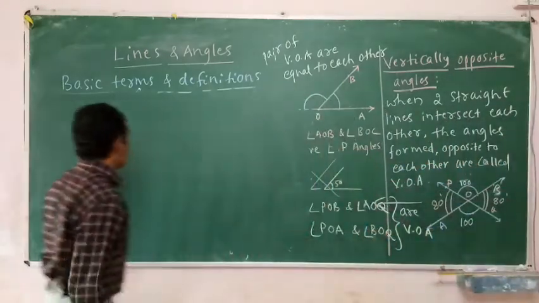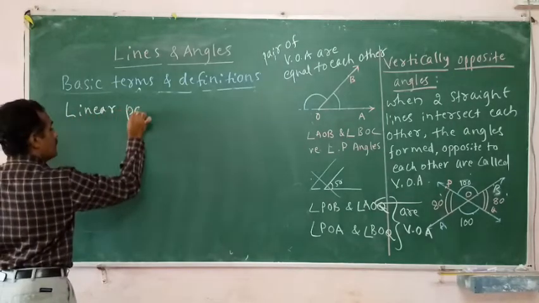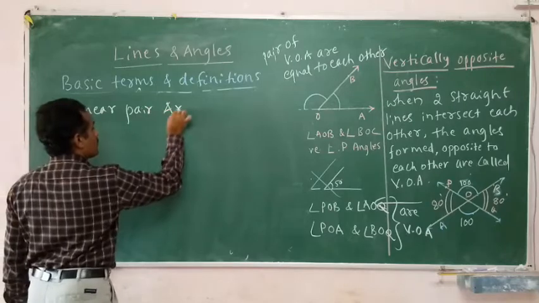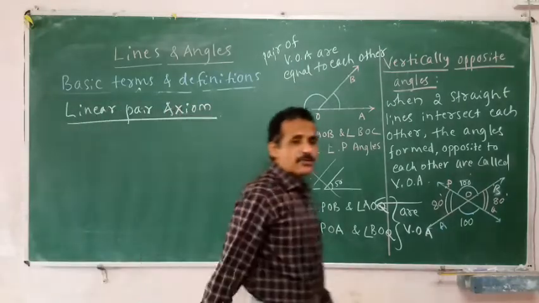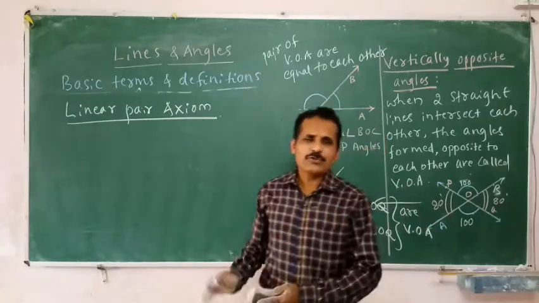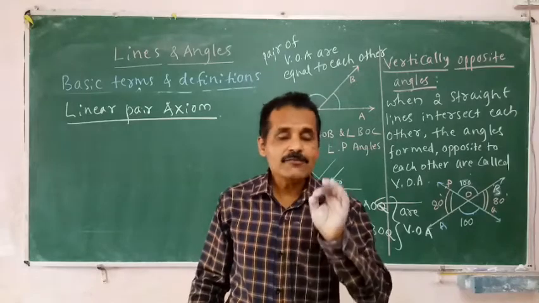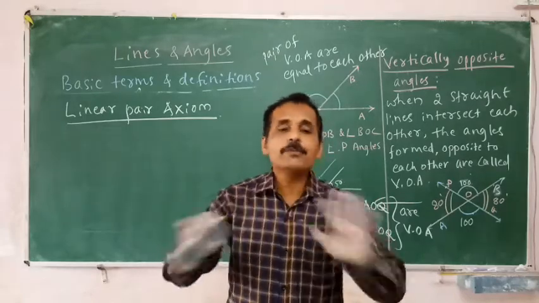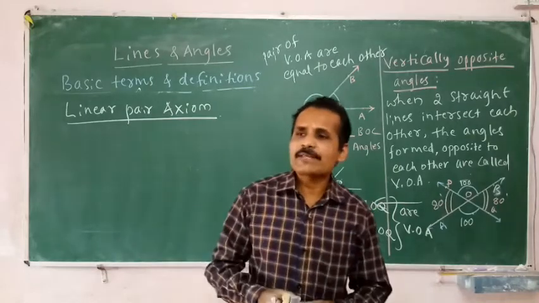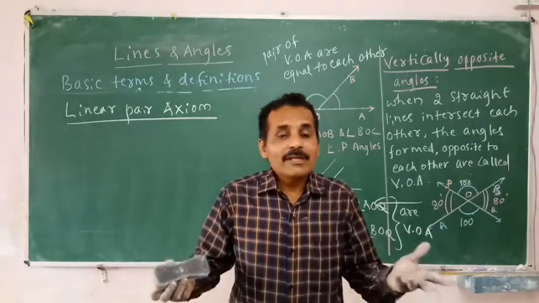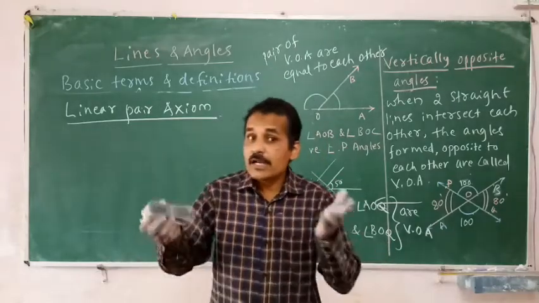Linear pair axiom. But children, this word axiom is new for you. The meaning of axiom is self-evident truths, which do not have any proof. We have to accept it. For example, I can give an example for axiom. When equals are added to equals, the wholes are equal.